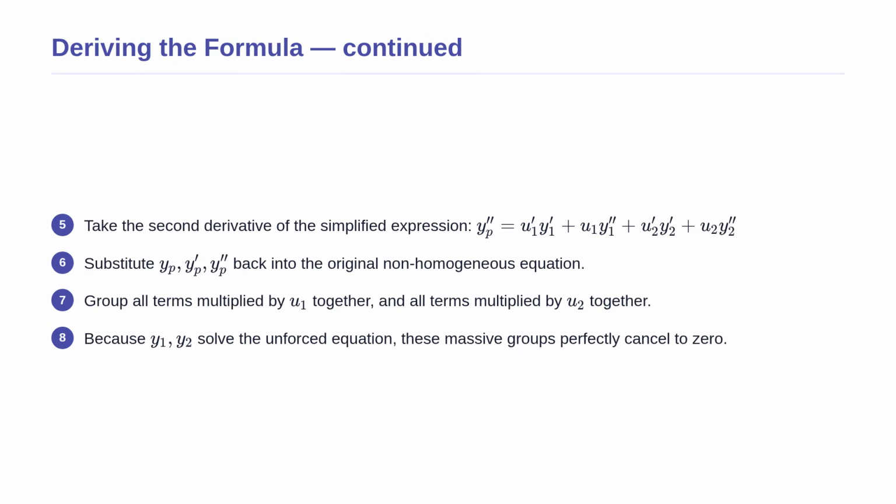all the terms multiplied by our second parameter together. Because our fundamental solutions inherently solve the unforced equation, these massive groups of terms perfectly cancel out to 0. This is the magic of the method revealing itself.